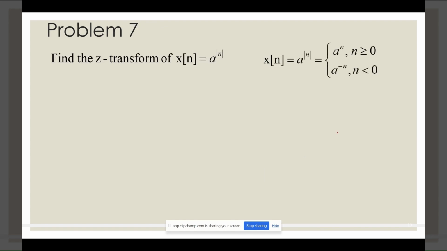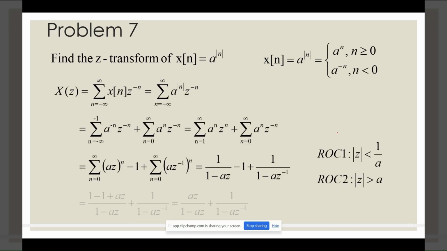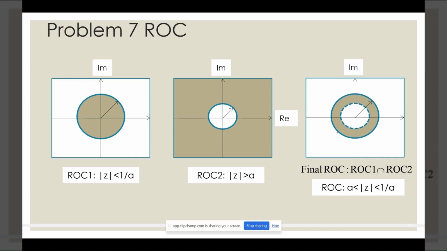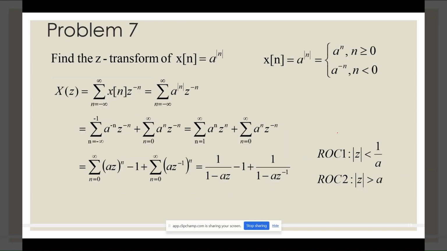Coming on to the next problem. This is another similar problem, where a is greater than 1. So we will get another problem also like this. X of n is equal to a power n. Here a power n for n greater than 0, and a power minus n for n less than 0.